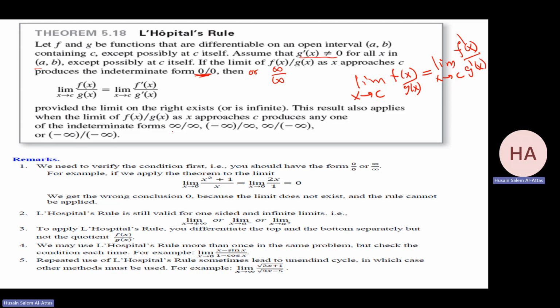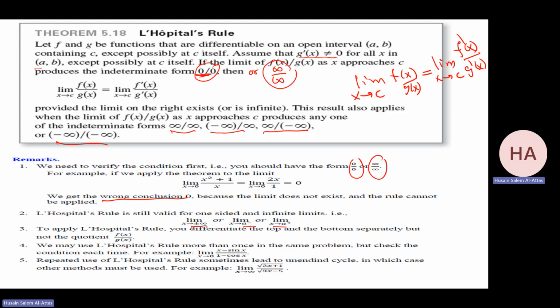I say it's correct if it is infinity over infinity, or infinity minus infinity, which is in the category of infinity over infinity. Okay. Now, you need to verify the conditions first. You need to be sure that you have 0 over 0 or infinity over infinity. Otherwise, it will make a problem for us, where we get the wrong conclusion. So first, I need to check it's 0 over 0 or infinity over infinity. Then it works for a one-sided limit, or when x goes to infinity it is the same. You can do the same.